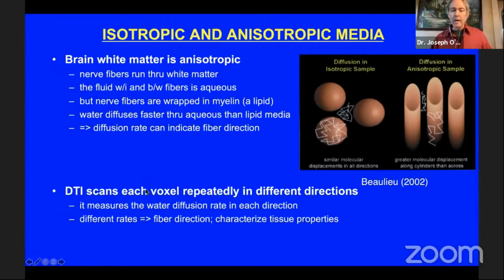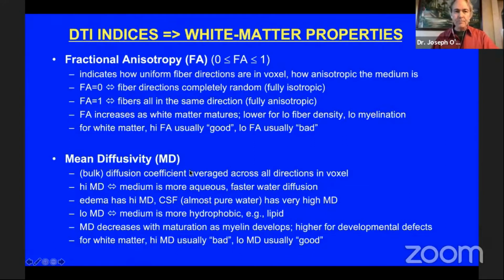And DTI scans each voxel repeatedly. DTI has voxels, the little cubes, just like MRS does. It scans each voxel repeatedly in different directions to measure how fast the water diffusion rate is in each direction. And if you look at all those data together, you can assemble and estimate what direction the fibers are running inside the voxel, and thereby you can characterize the properties of the tissue, the white matter tissue properties. And we characterize those properties with 4 commonly used DTI indices that we calculate out of the diffusion rates.